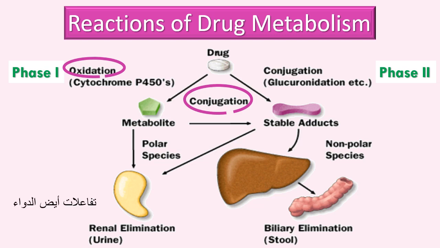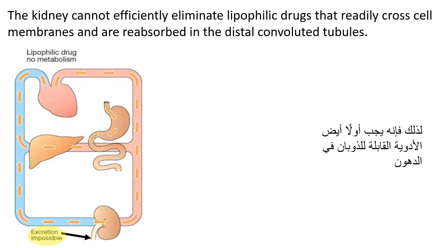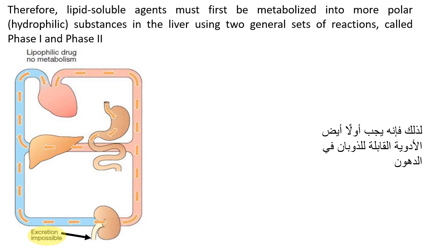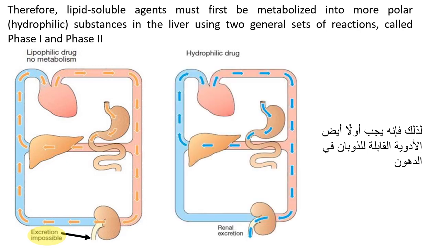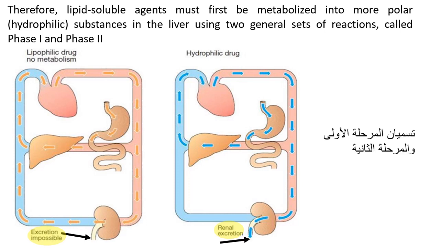Reactions of drug metabolism. The kidney cannot efficiently eliminate lipophilic drugs that readily cross cell membranes and are reabsorbed in the distal convoluted tubules. Therefore, lipid-soluble agents must first be metabolized into more polar hydrophilic substances in the liver using two general sets of reactions, called phase 1 and phase 2.